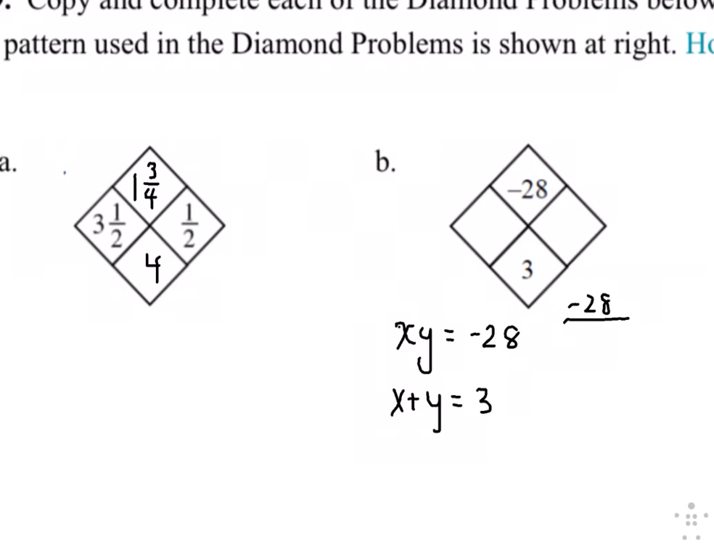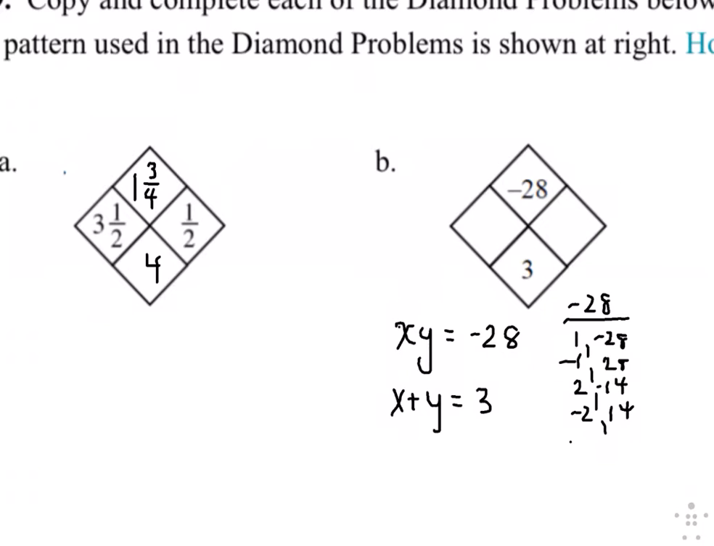So we get 1 and negative 28, negative 1 and 28. Added, they don't work. They don't give me 3. Then I have 2 and negative 14. Added, that gives me negative 12, not yet. And negative 2 and 14, that doesn't work either. That gives me 12. Then 3, 4.